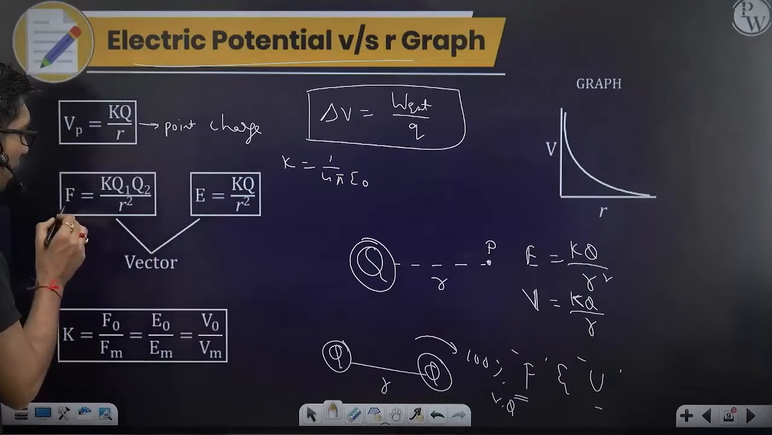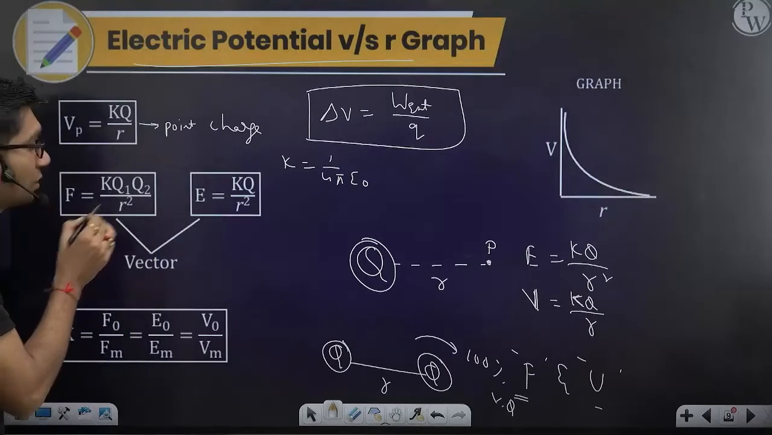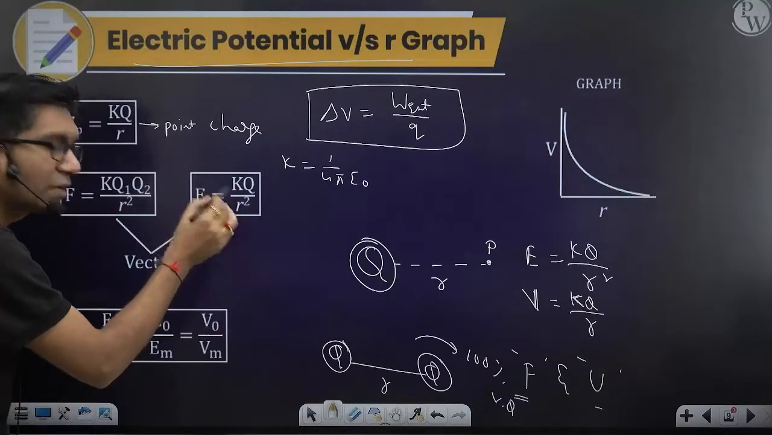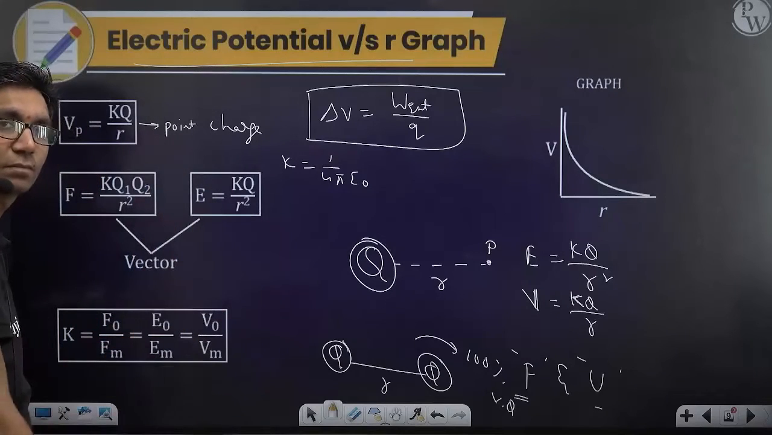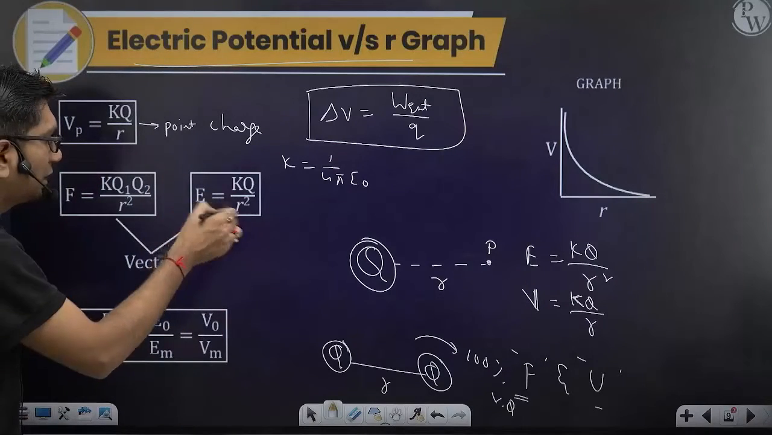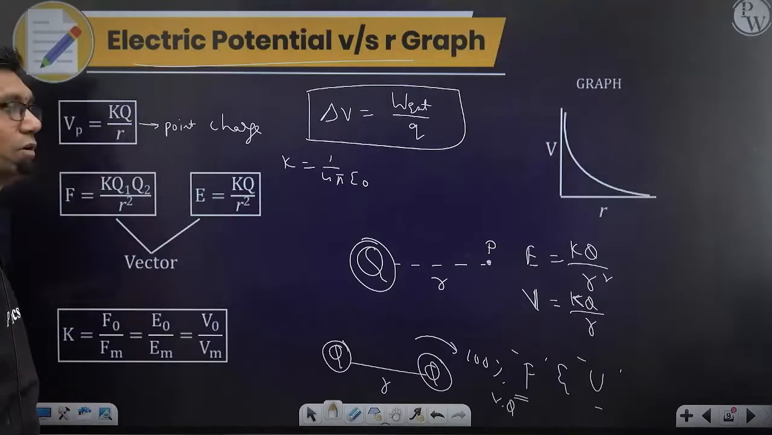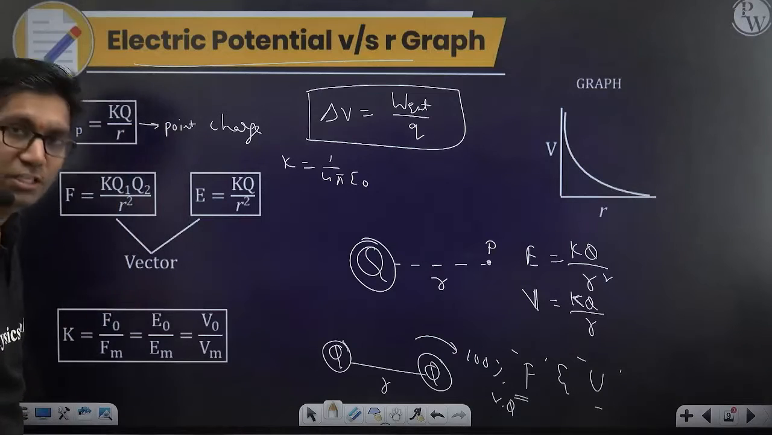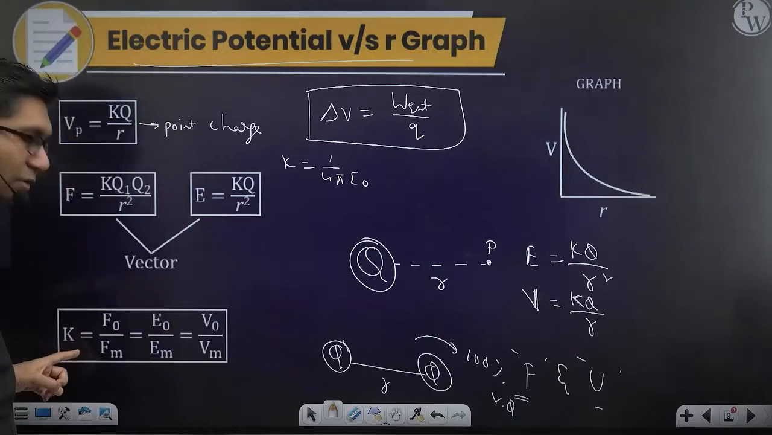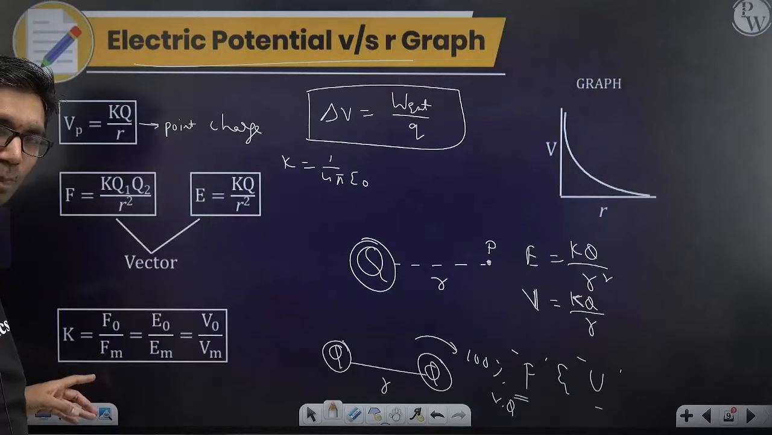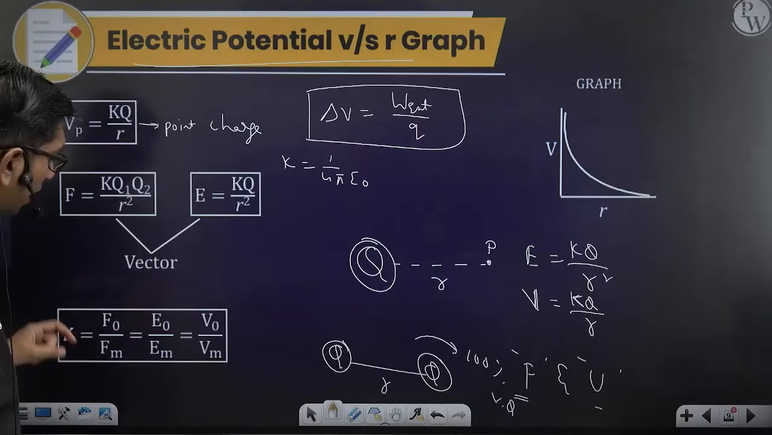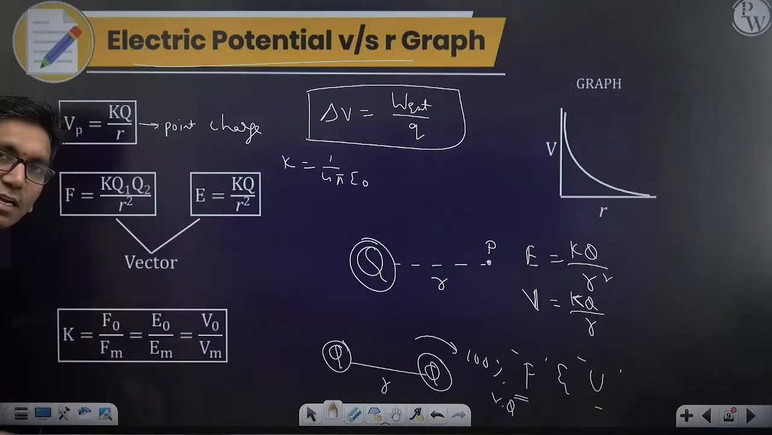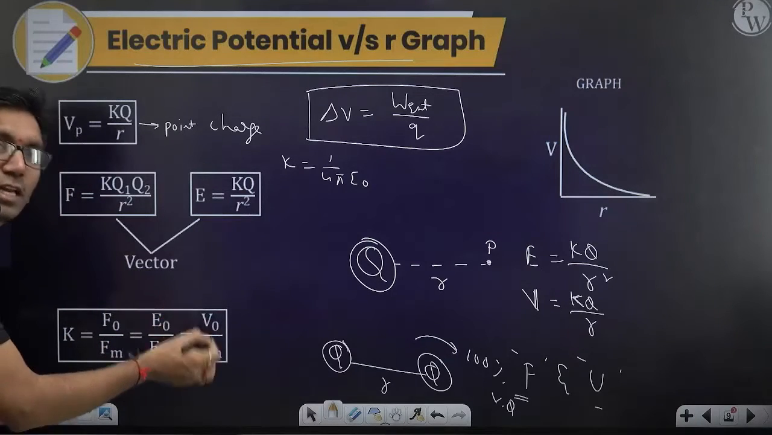See here, for force you require two charges, K Q1 Q2 by R square. For electric field intensity, you require only one charge. Both are vector quantities. Now see here, electric potential in terms of dielectric, relative permittivity. Is it clear? Already I told you this. K in terms of force, K in terms of electric field, and now K in terms of electric potential is this one.